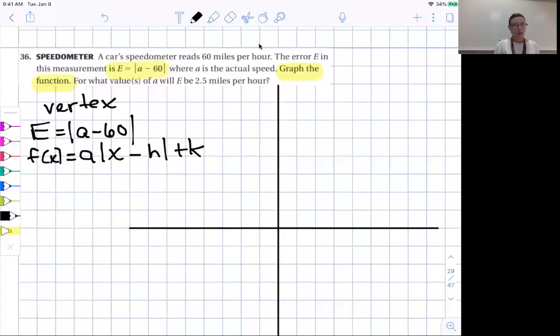And it's 0 because there isn't a number being added outside of the absolute value symbols. So she is 100% correct. The vertex would be 60, 0. So that means that's where our graph is going to start.